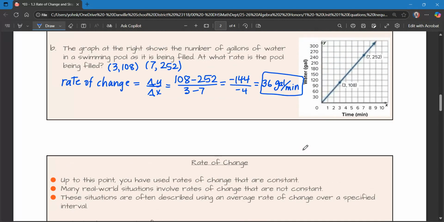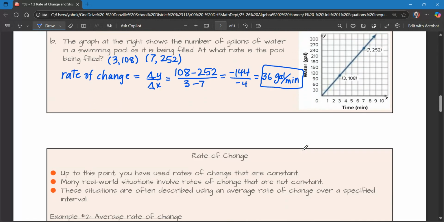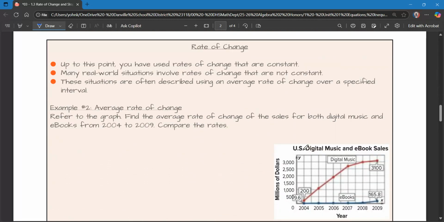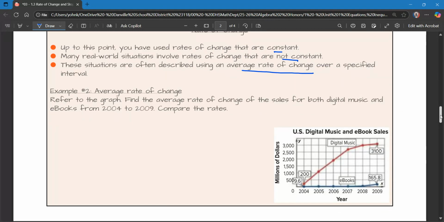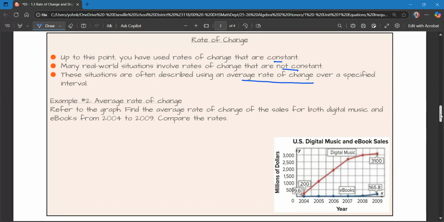Okay, well, what if it's not a constant rate of change? Up until this point, you've used rates of change that are constant. But many real-world situations involve rates of change that are not constant. The world is not perfect. Stuff doesn't go in beautiful straight lines. These situations are often described using an average rate of change over a specified interval. So because it's not a constant rate of change, I have to look at a certain interval before I can say what the rate of change is.